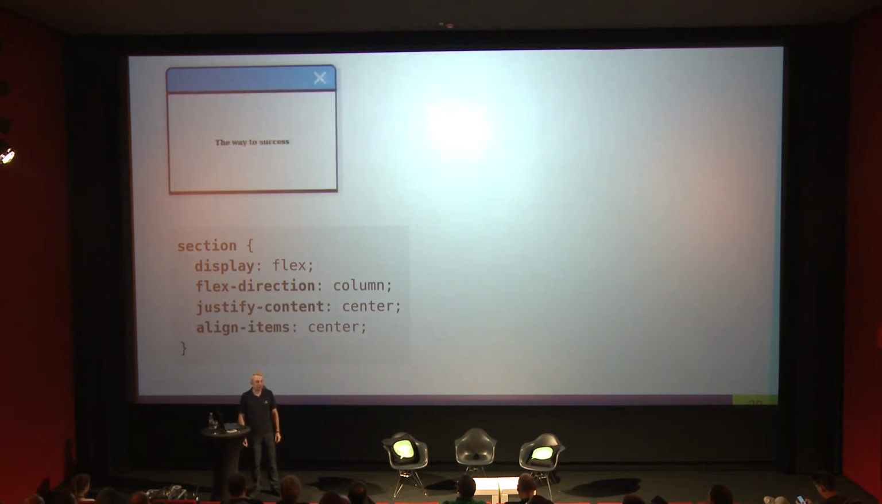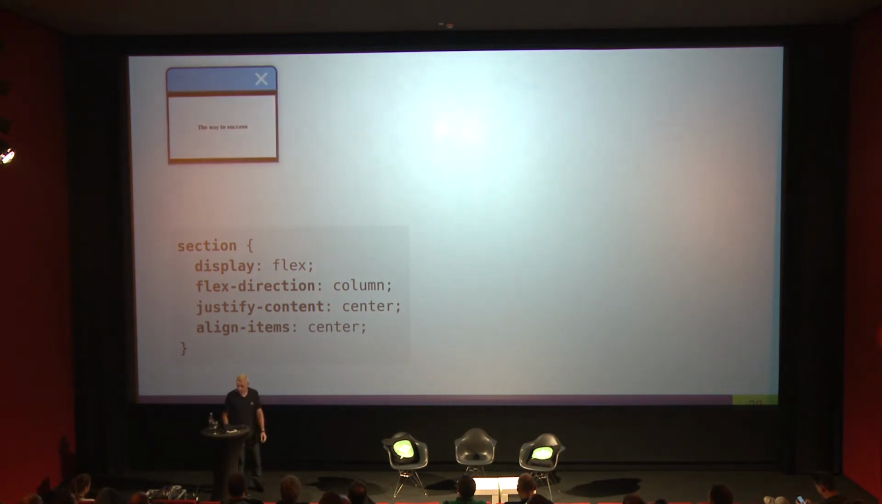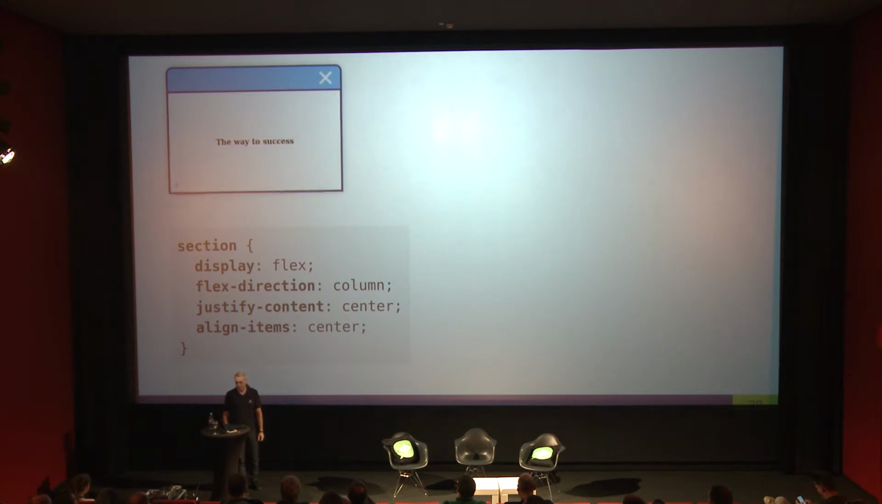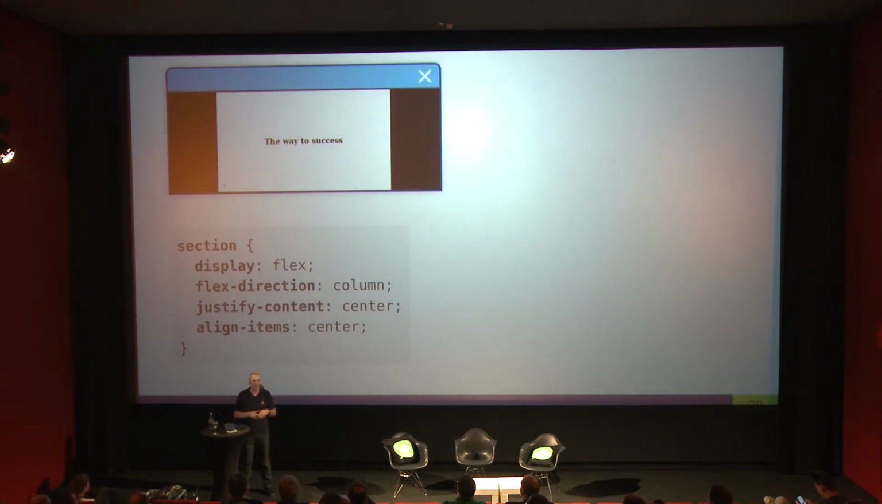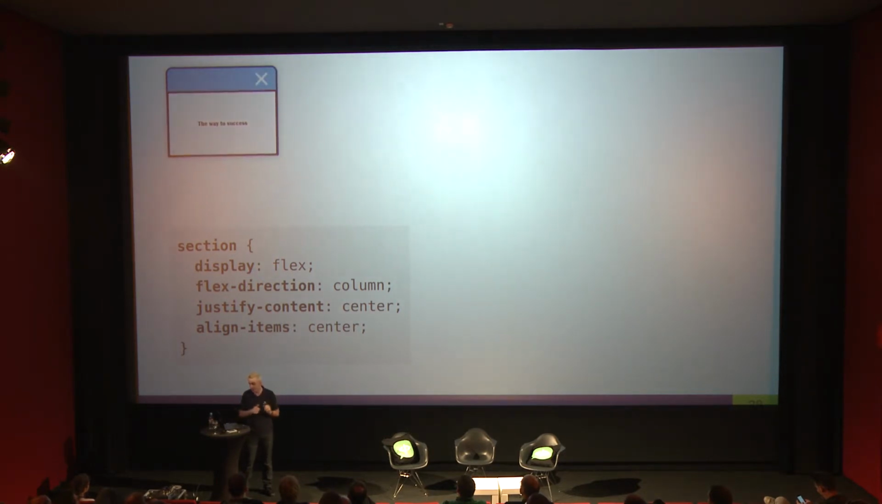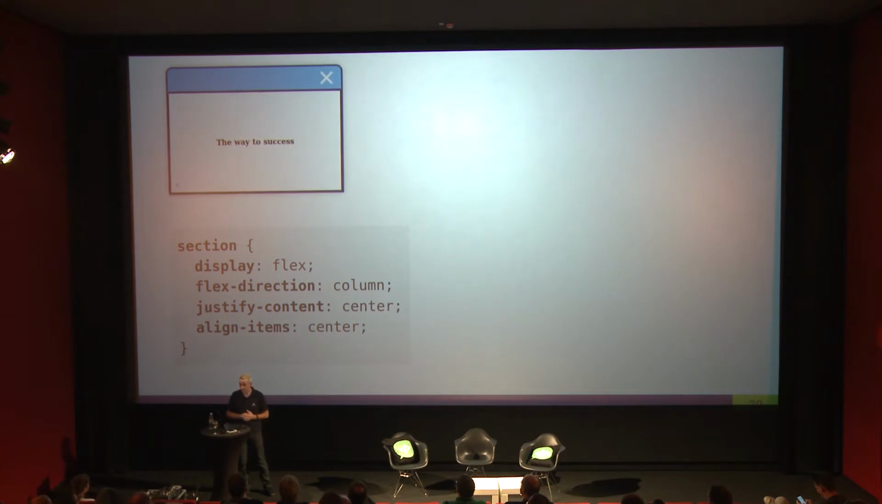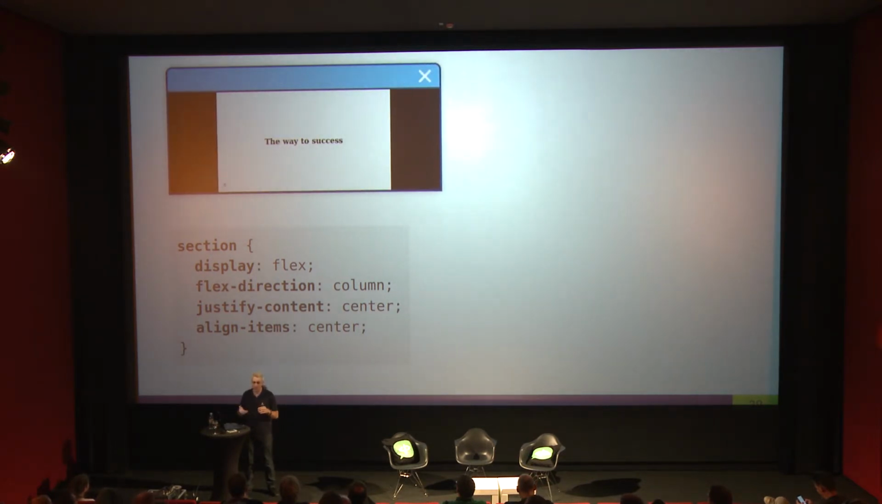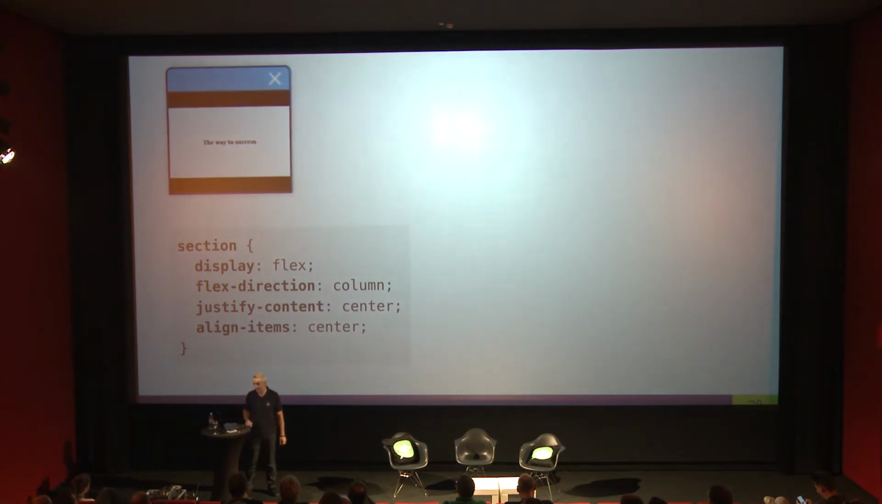Then I want the content of the slide to be centered as well, and we use Flexbox for this. It's quite easy. I say display flex, I say flex direction column, so the content of the slide is stacked underneath each other and not next to each other. And by saying justify content to center and align items to center, I center the content vertically and horizontally.